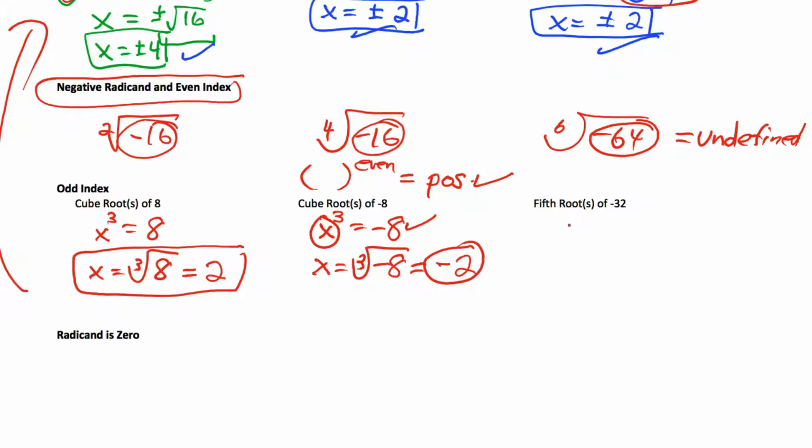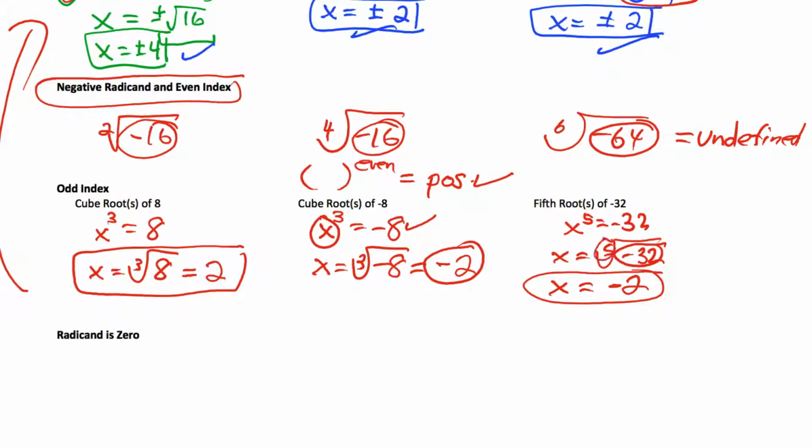And fifth roots, as you're going to see, x would be the fifth root of negative 32. Is there such a number which when multiplied by itself 5 times would give us negative 32? Yes, negative 2. There is a root. So you can nth root negative values if your index is odd.